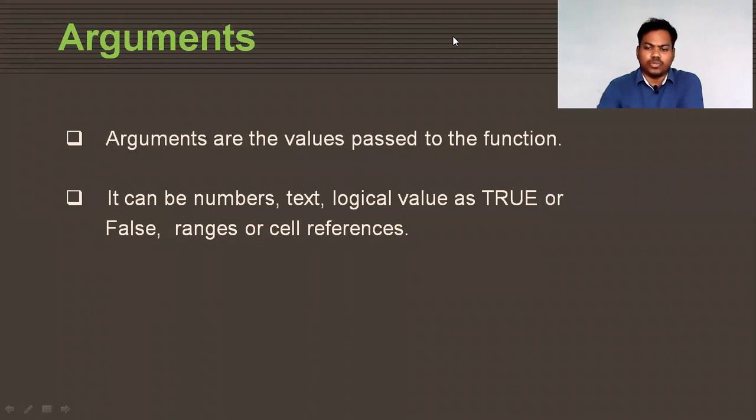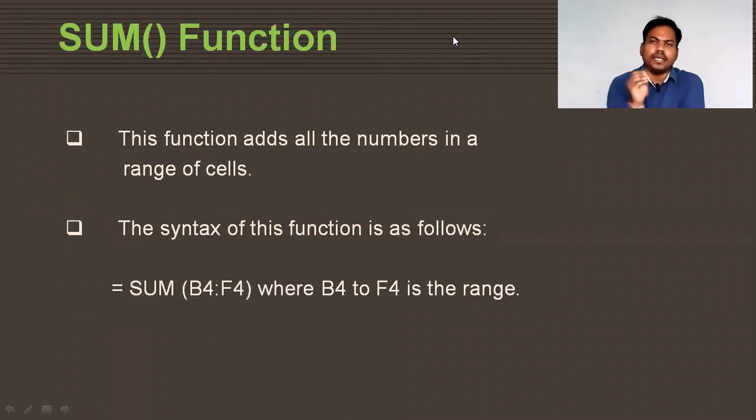Now next, arguments are what? Arguments are the values passed to the function. It can be a number, text, logical values as true or false, or ranges or cell references. Right? It can be anything. Anything can be passed inside the function. Now let's see what all functions are there. First, the most common function is the sum function, which is usually used. Right? This function adds all the numbers in a range of cells.